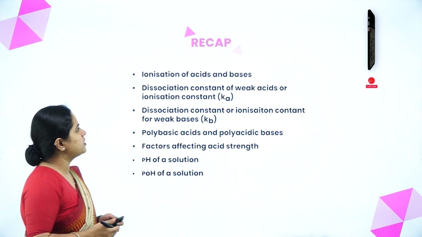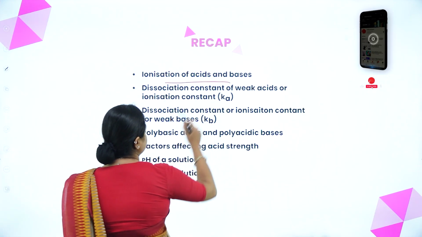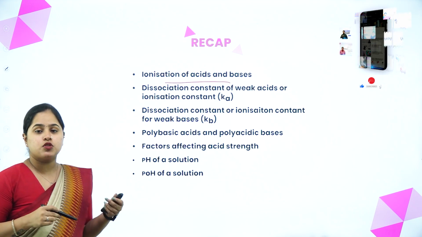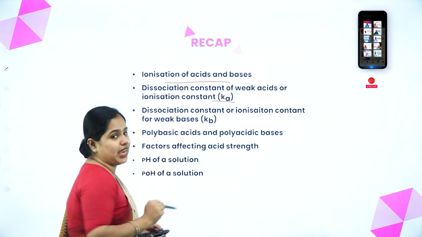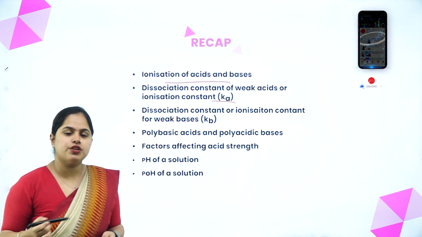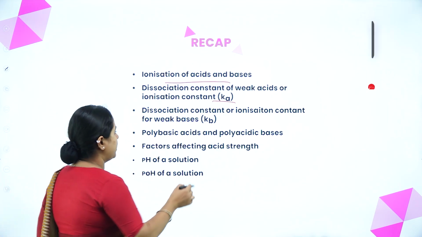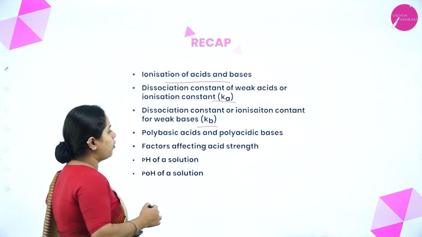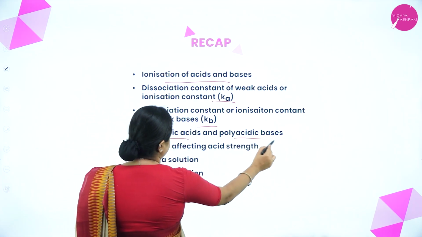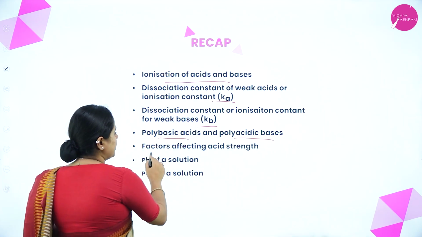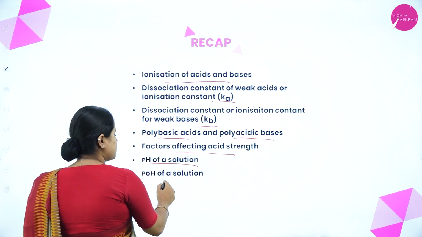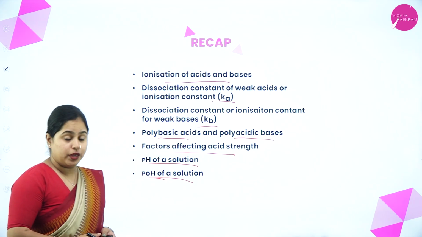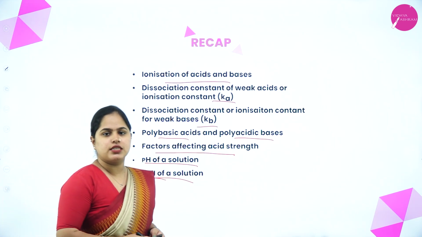So in the last session we studied about ionizations of acids and bases and what is the dissociation constant or ionization constant of an acid, which is Ka, and dissociation constant or ionization constant of a base, Kb, right? And what are polybasic acids and polyacidic bases also, and then the different factors affecting acidic strength, as well as what is pH of a solution and pOH of a solution we discussed in the last session.